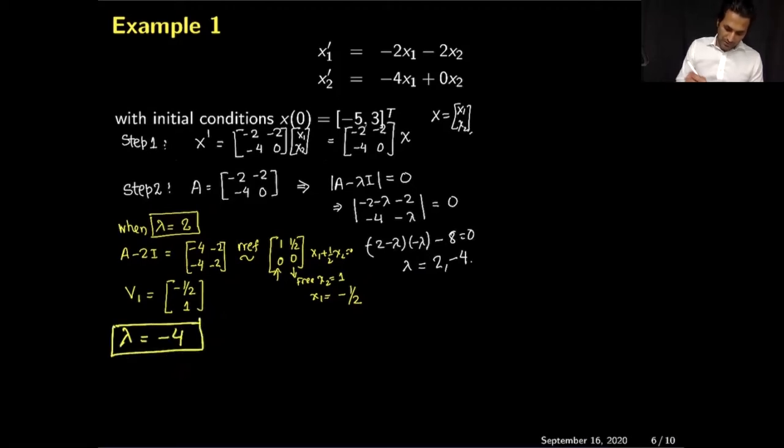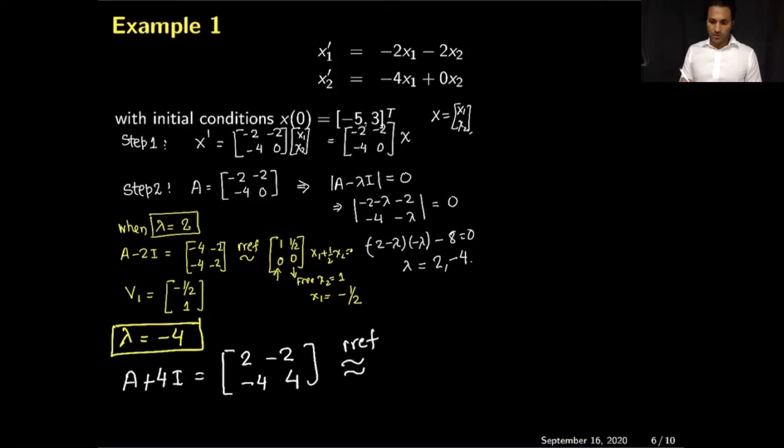So the process is simple. For the first, you calculate A minus (-4) times the identity matrix. The row reduced echelon form of this matrix is [1, -1; 0, 0]. This is a pivot column and this is a free column.